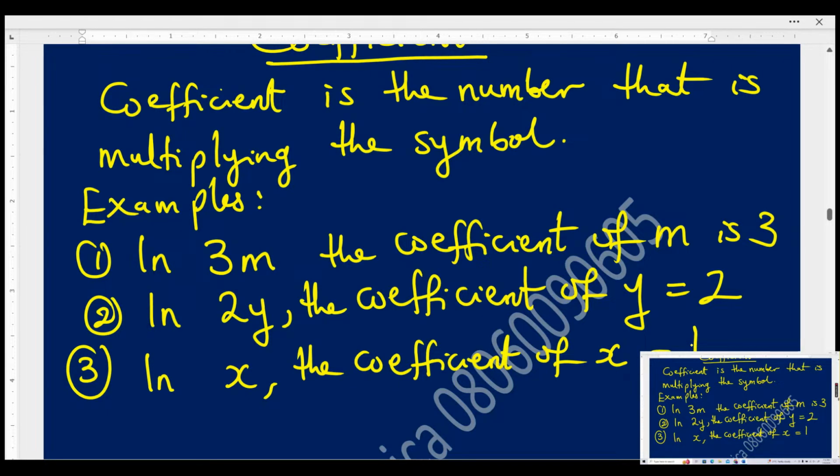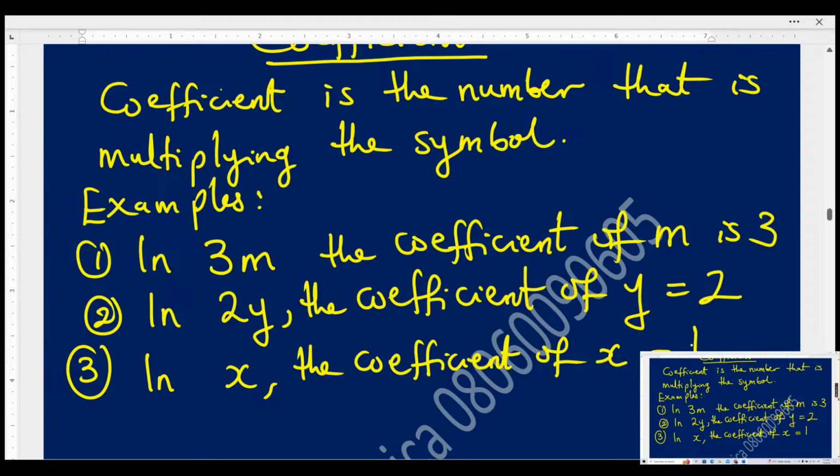Coefficient is the number that is multiplying the symbol or the letter. Okay? Now look at the first one. The first one says, in 3m, the coefficient of m is 3. That is, the number multiplying m is 3.